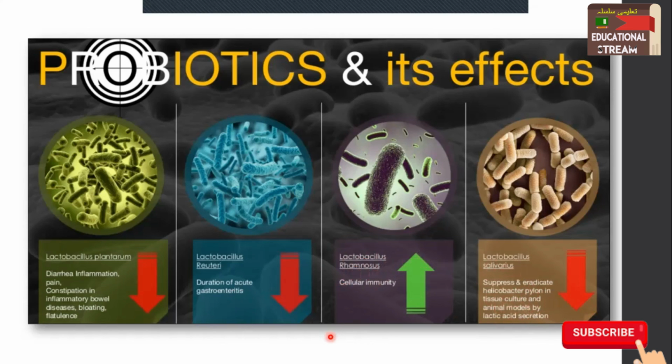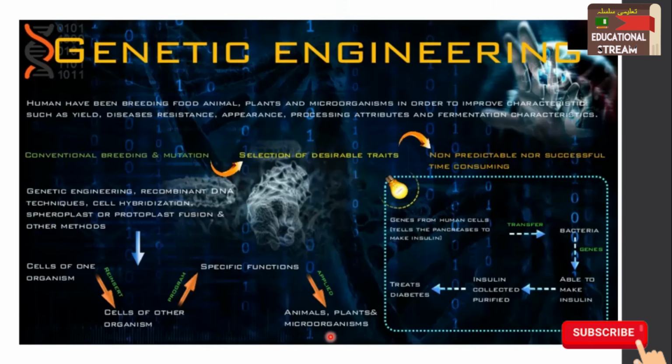So today's lecture is basically refreshing your previous knowledge of microbiology, which you have learned in your previous semesters. Then comes genetic engineering. With the genetic engineering approach, animals, plants and microorganisms are bred to have improved characteristics, which give you yield, disease resistance, appearance, processing attributes and fermentation characteristics.